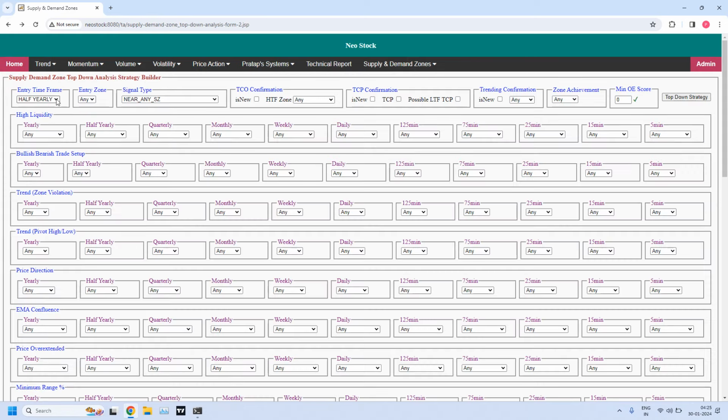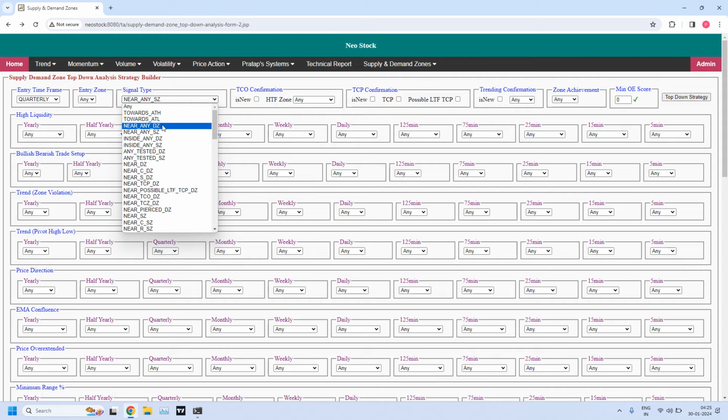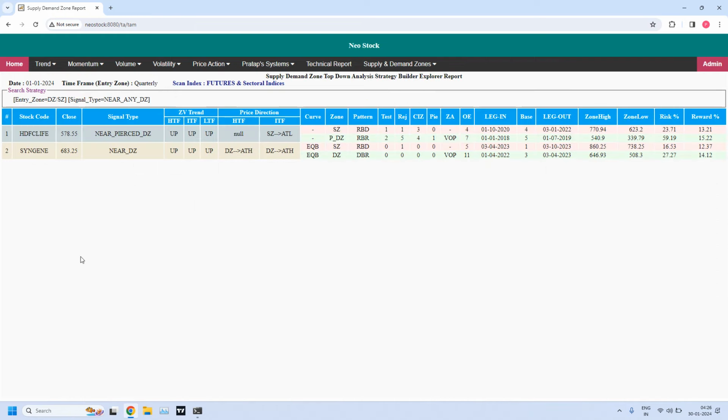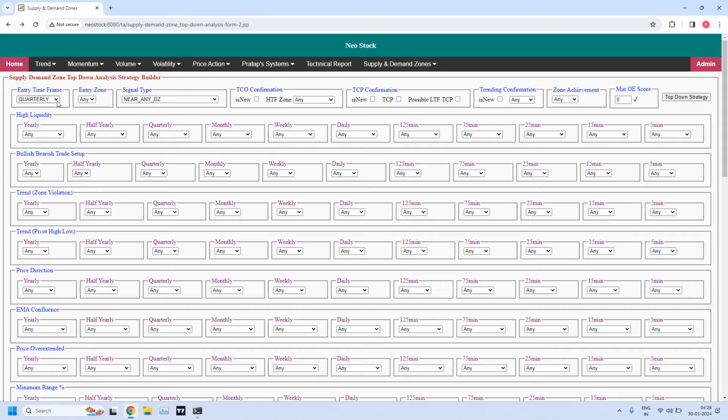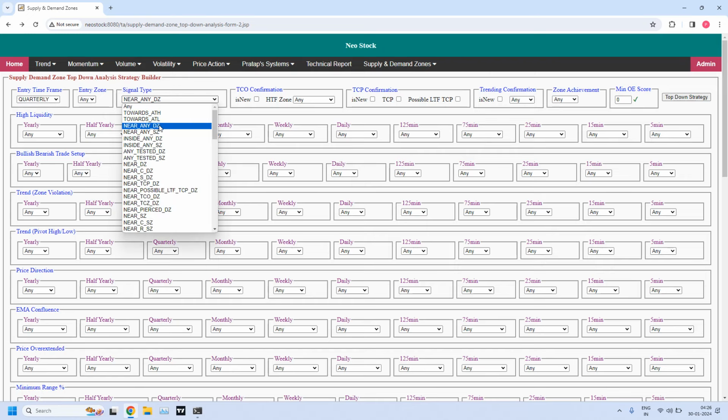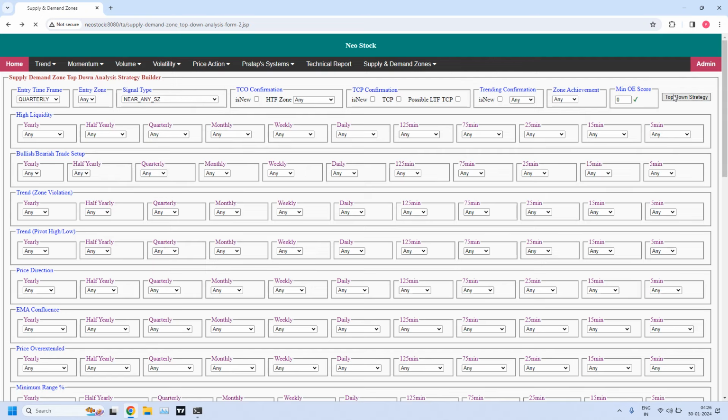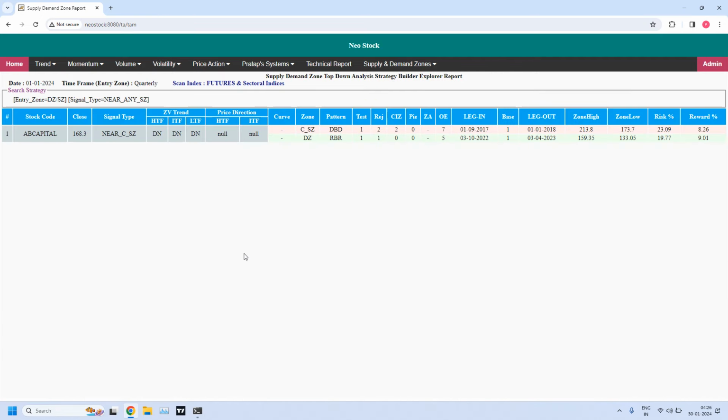So let's go back and change the time frame to quarterly. Let us find the stocks near quarterly demand zone. Two stocks are filtered which are near the quarterly zone. So let's go back. For the quarterly time frame, let us find the stocks near quarterly supply zone. Only one stock is filtered.